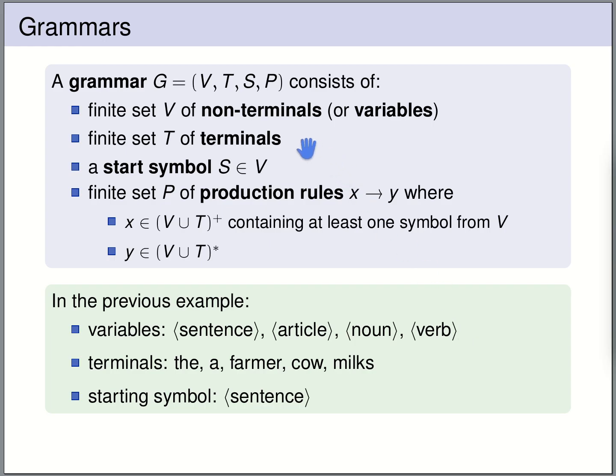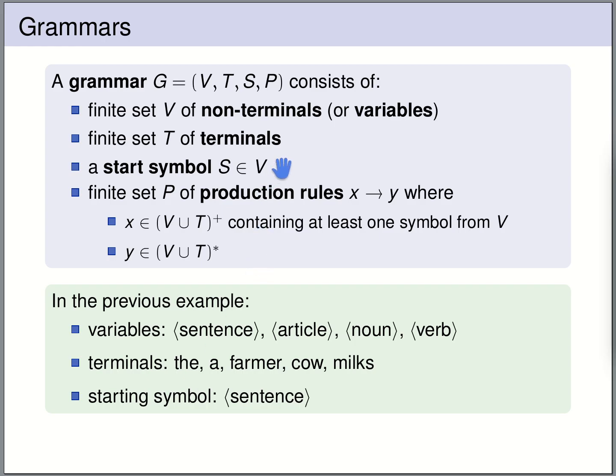We have a finite set T of terminal symbols. In the example, these were the, a, farmer, cow, milks. And here it's not so crucial that you consider the entire word as a terminal. You could also think of the terminal just being the letters from the English alphabet. Then, for instance, the word the would be composed of 3 terminal letters.